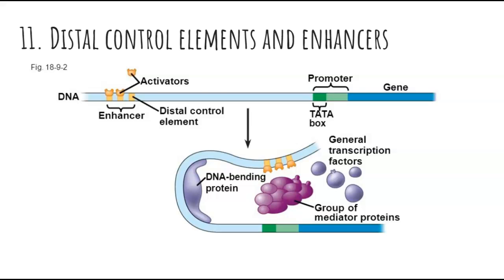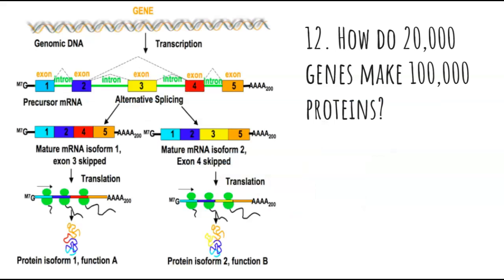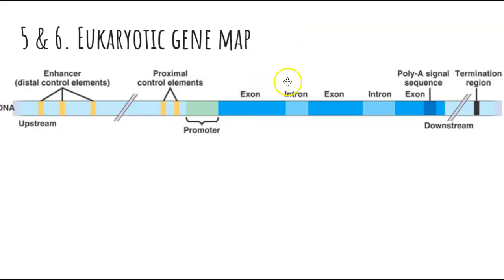Number 12, this is a really big, important thing to understand. This is a big concept that often gets asked about on the AP exam. And this is called alternative splicing. Like we saw on our little gene map, we have these exons and introns. Exons get expressed. They actually code for a protein. Introns, not so much.